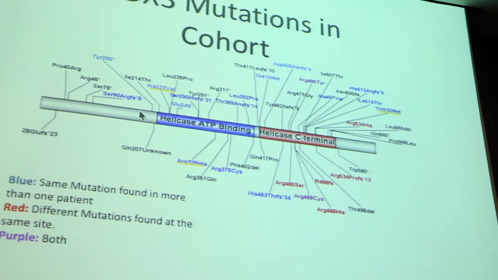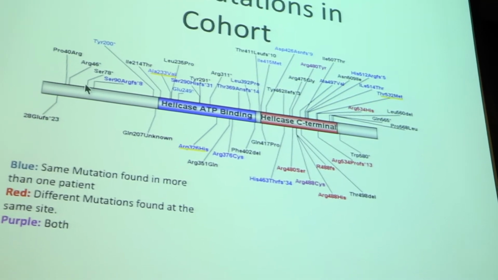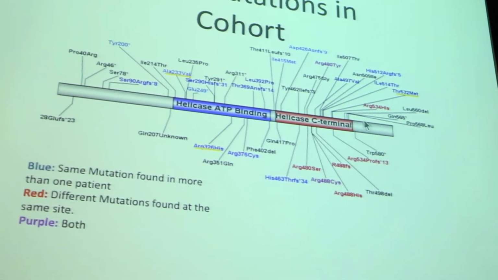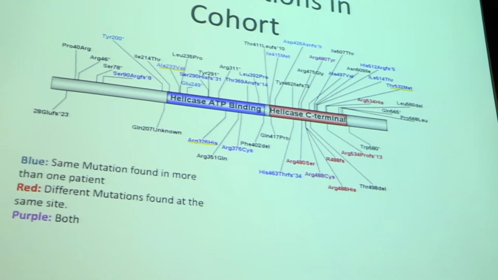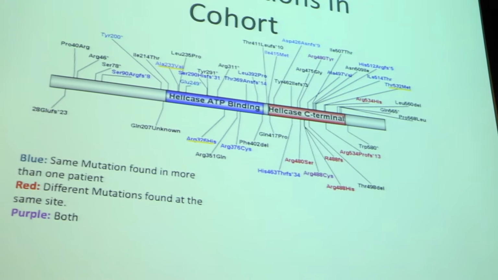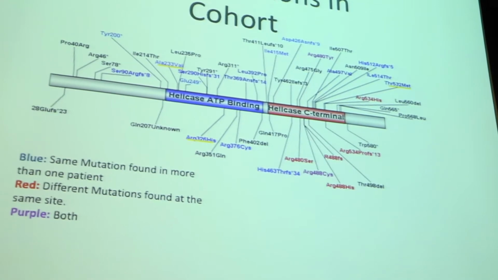And then the other thing you'll notice is that there's a high preponderance of mutations in either this red domain that's called the helicase C-terminal, or in here, the helicase ATP binding domain. There are a few mutations in here, but not nearly as many, and there's essentially none in the tail of the protein. So again, there are certain areas that the protein probably can't tolerate these kinds of changes.